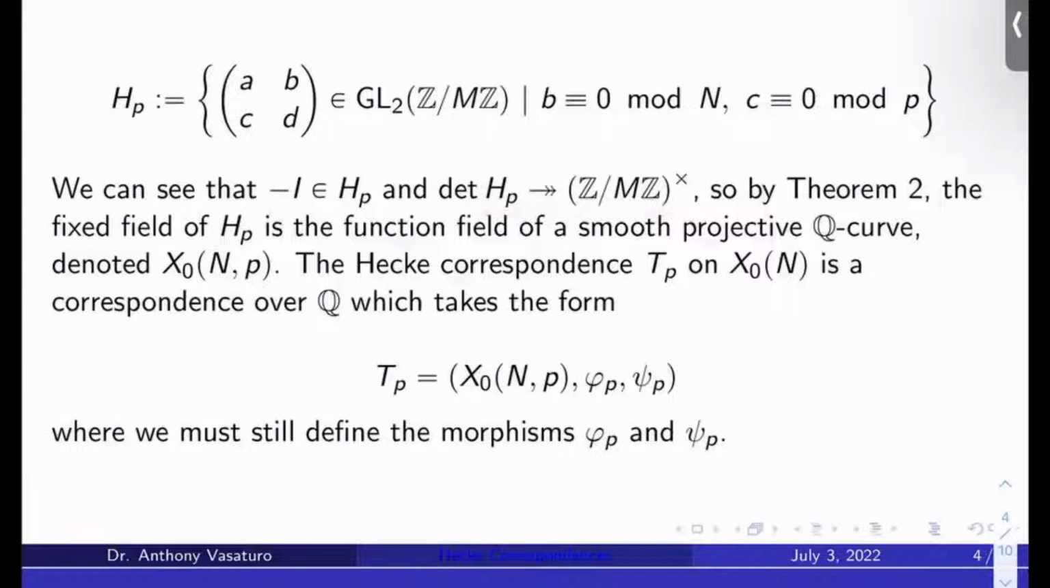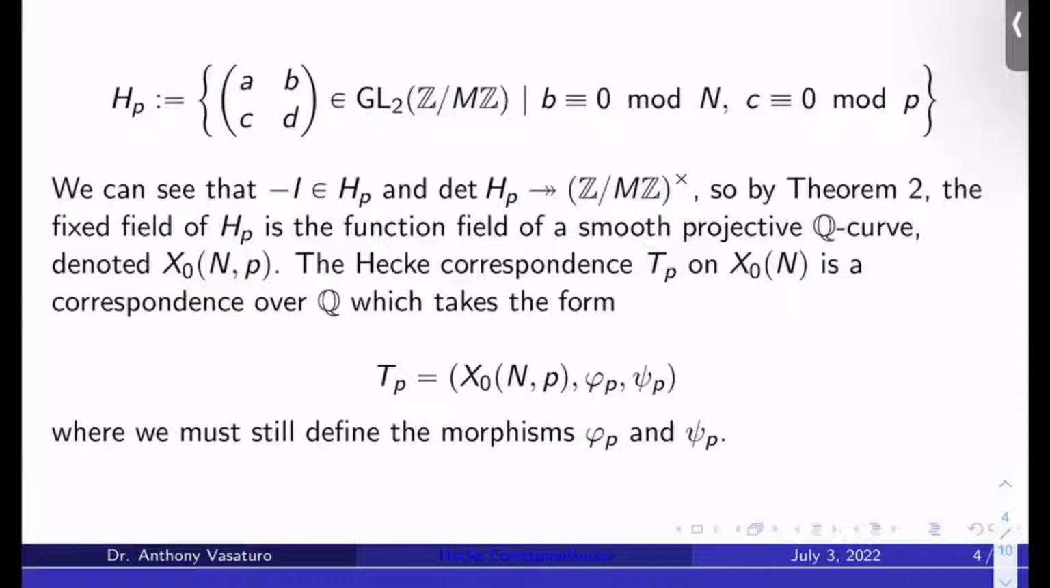And so by theorem 2 from a previous video, the fixed field of H sub p has to be the function field of a smooth projective Q curve. We're going to denote that by X sub 0 of n comma p. Because remember, these function fields that we get this way using theorem 2 are called modular curves. And so we'll notate this one that we get as such, X sub 0 of n p.